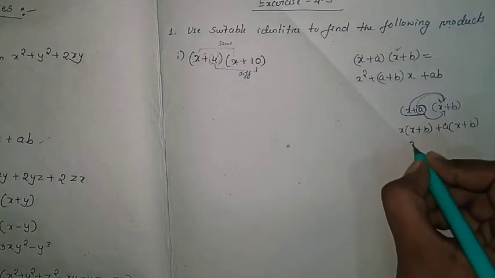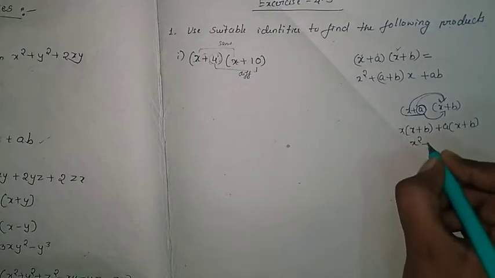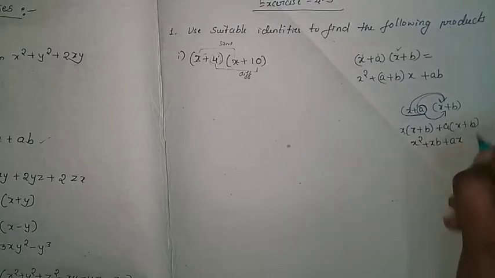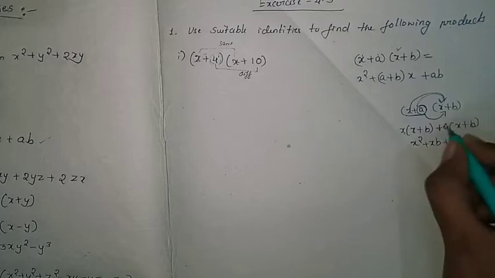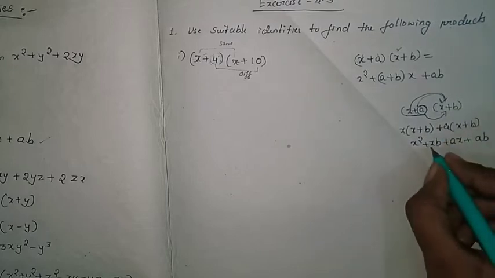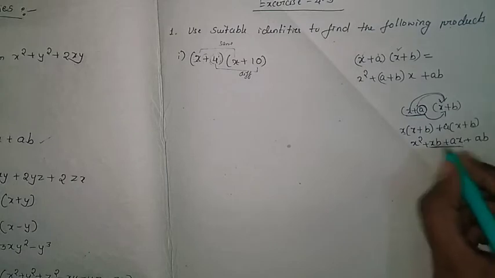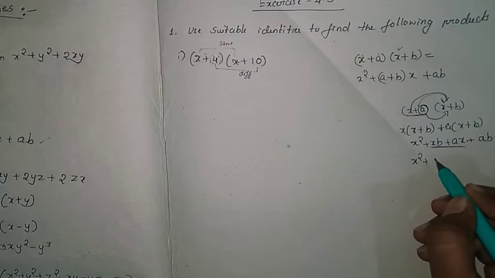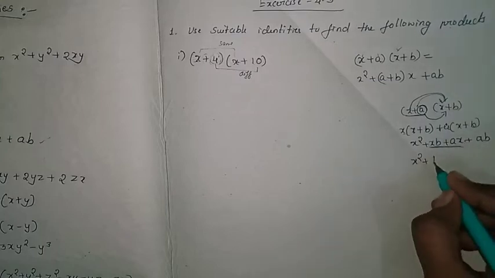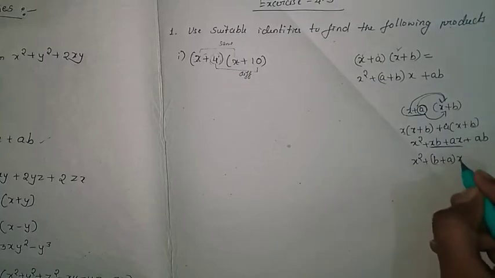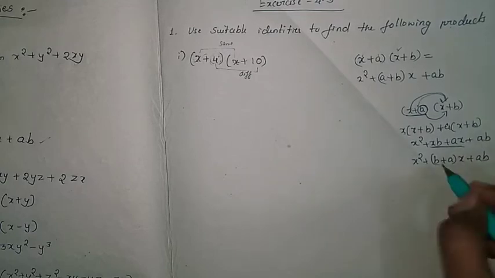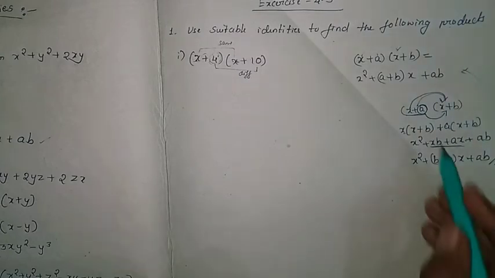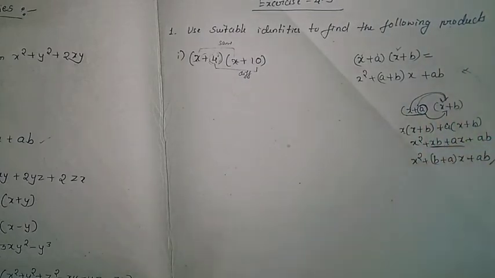x into x, x square, x into b, xb, plus a into x, ax, plus a into b, ab. Now you have to observe that in these terms the x term is similar here, so x square plus, we will take x common, b plus a is remaining, plus ab. So is the formula similar here? Yes. So if the term is negative, then again the same method you have to follow.